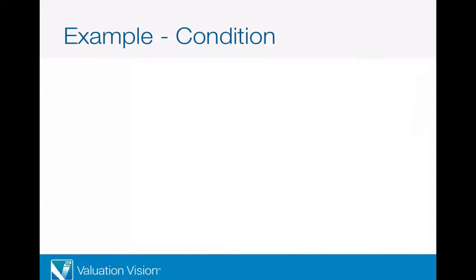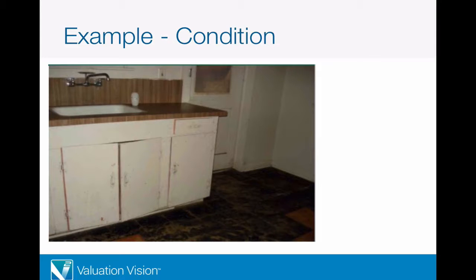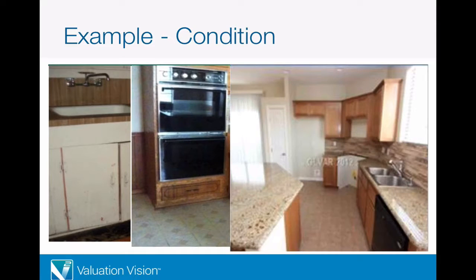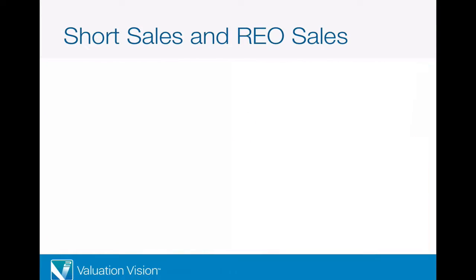Here's an example of condition. In the next three photos, all of the properties were similar in terms of their size and age and were in the same neighborhood. One had this nearly unfunctional kitchen. Another had a kitchen that had been updated some years ago but was still functional. And another had been completely renovated on the inside and had this brand new kitchen. Clearly, you would want to select comparables that are most similar to the interior condition of your subject property.